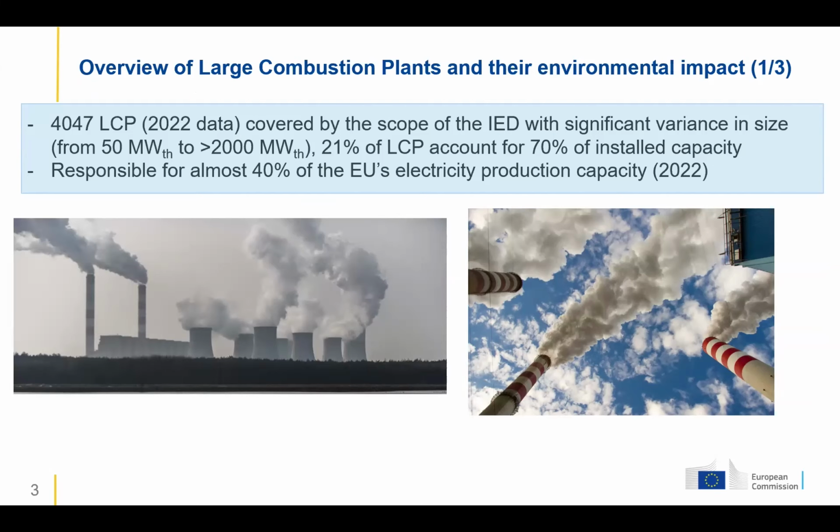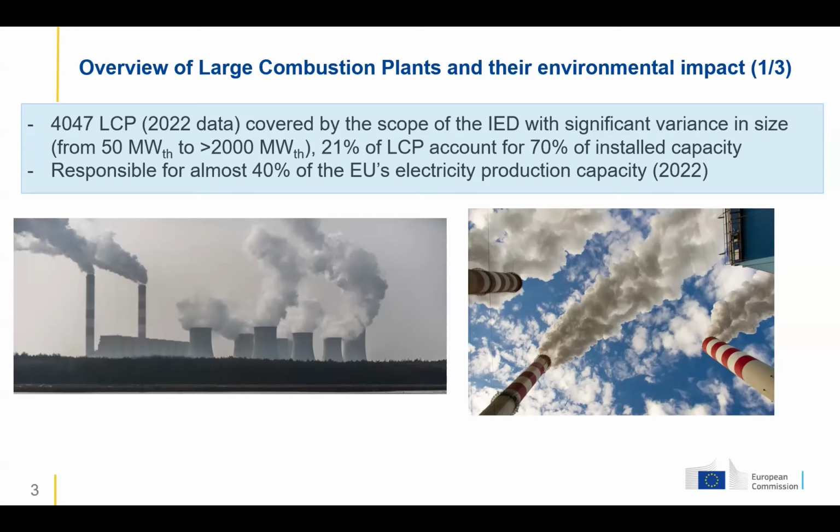Okay, in the European Union, in total, based on the year 2022 data, there are more than 4,000 large combustion plant installations that are under the scope of the Industrial Emissions Directive. Just for your information, I think Sebastian presented before a bit about the Industrial Emissions Directive. These more than 4,000 installations have significant variance in size, with capacities from 50 megawatt up to more than 2,000 megawatt installed thermal capacity.